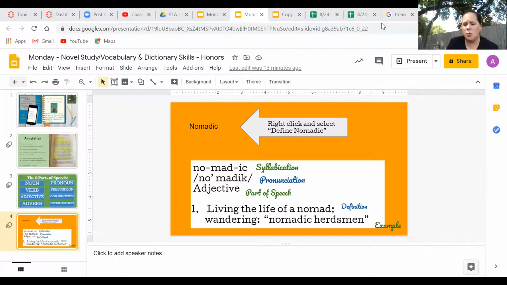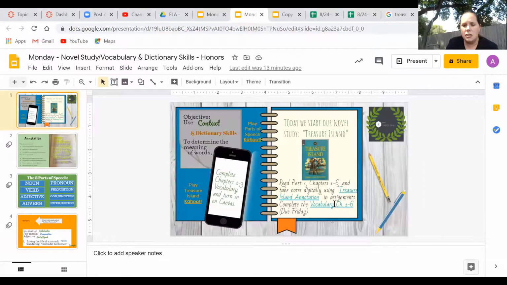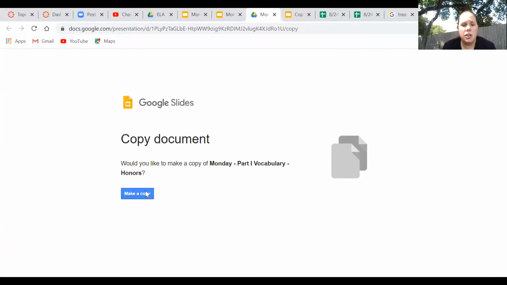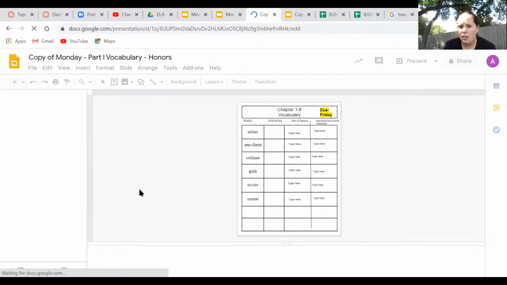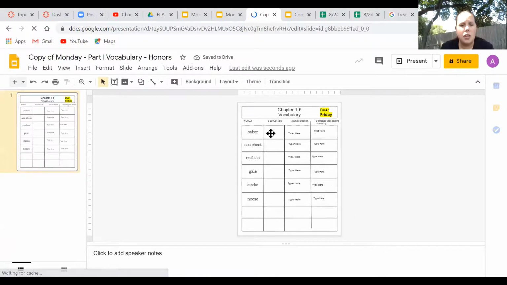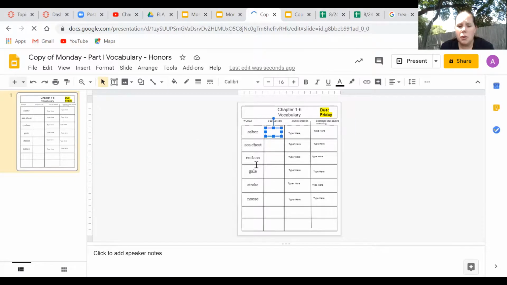So what you're going to do today and this week is, this is the part 1 vocabulary page I'm pulling up. This one is due on Friday. See, I've even got it highlighted for you. You are going to go through and you've only got 6 words. Saber. What is a synonym of saber? What is the part of speech? And then I need you to give me a sentence that shows you know what the meaning of that word is. Okay? So you can use a dictionary or you can use your story as you read. Either one will work. Okay?